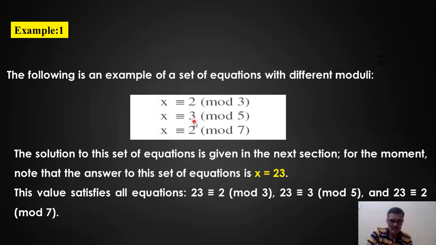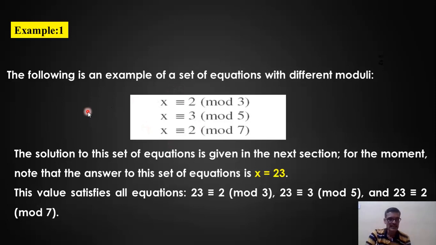Check whether all three equations hold good or not. All the equations should be satisfied. So for x equal to 23, if I substitute 23 in each of them, the residues will be 2, 3 and 5 with these moduli. So my equation is satisfied here with 23.